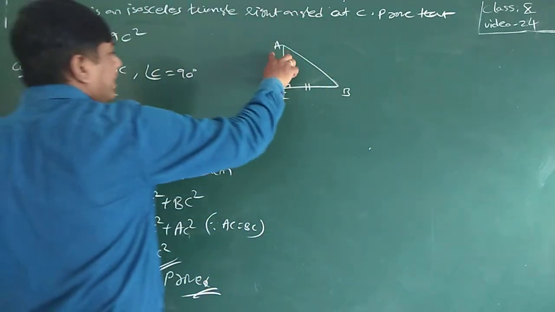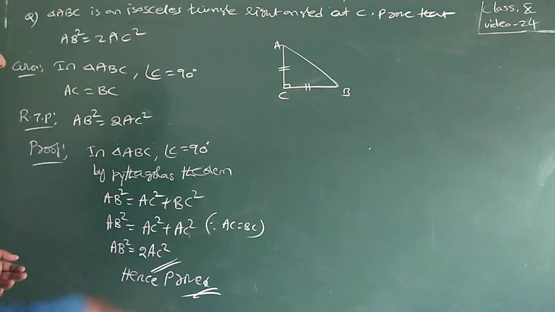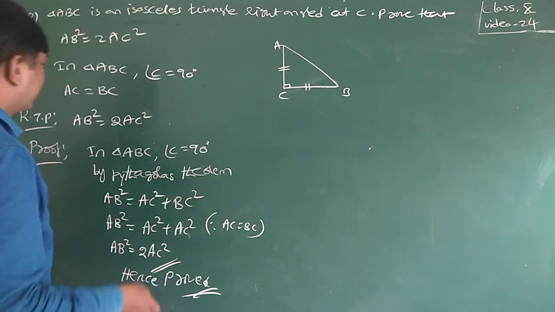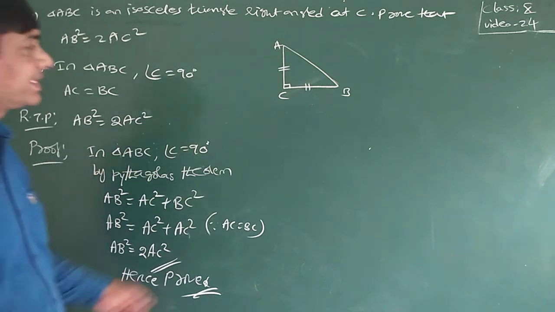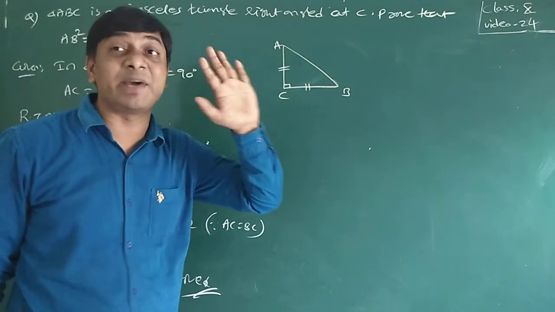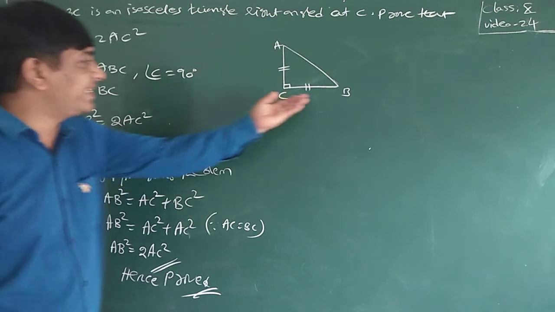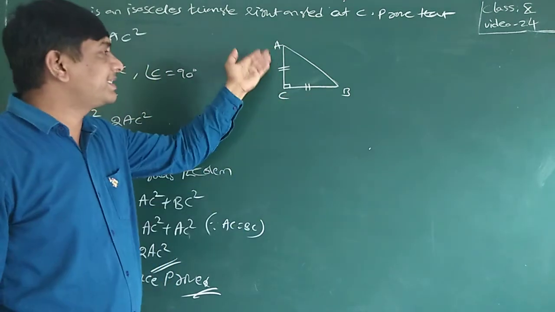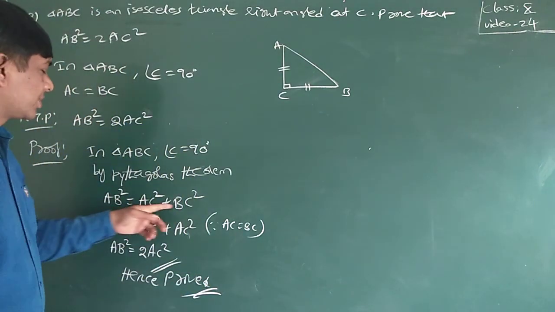That means AC and BC are equal. The side opposite the right angle is the hypotenuse. AB is the longest side. So in triangle ABC, I have to prove AB square equal to 2AC square. In triangle ABC, since C is 90 degrees, AB square is equal to AC square plus CB square by Pythagoras theorem. As per my requirement, AC is required, so BC is replaced with AC. In the question, if they ask 2BC square, then AC is replaced with BC. That's it. AB square is equal to AC square plus BC square.